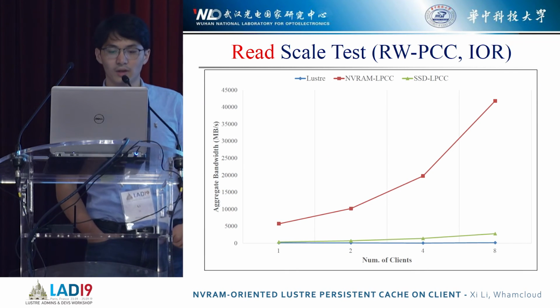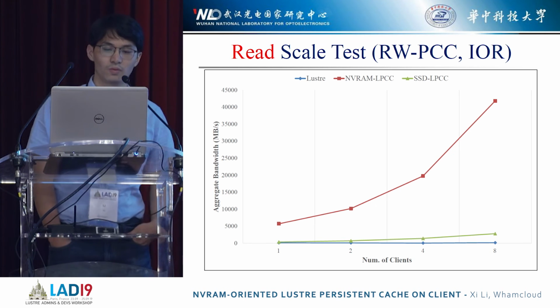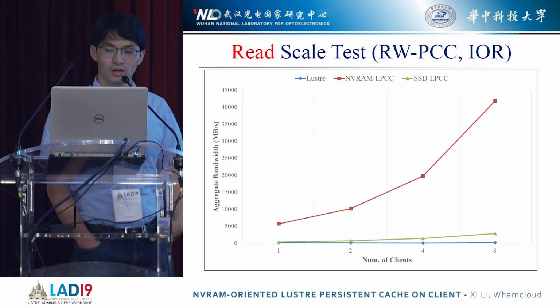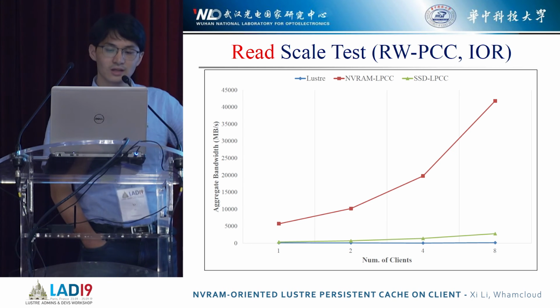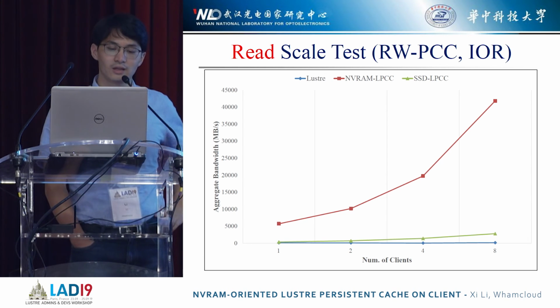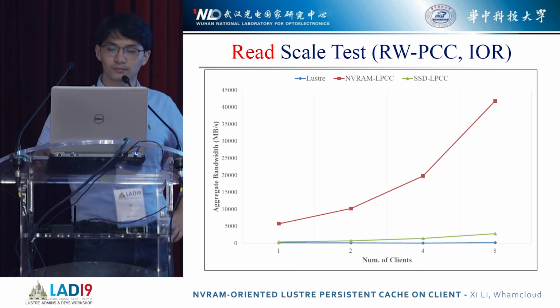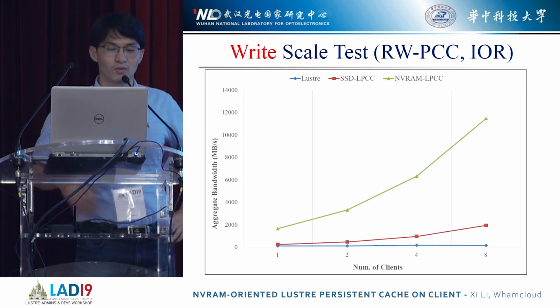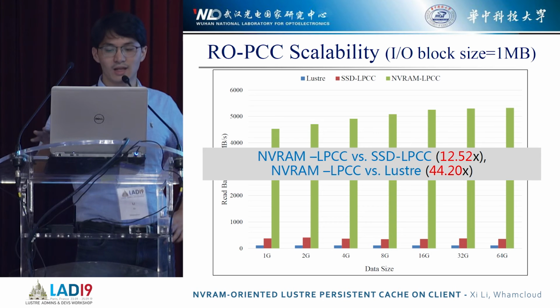Another thing they did is to run some scalability tests. When the number of clients increases, the aggregated bandwidth increases too. So this is the write scale test. We can get a similar performance number. And when the dataset size increases too, we can get a similar conclusion: NVRAM-LPCC can increase the performance a lot, even on top of SSD-LPCC.